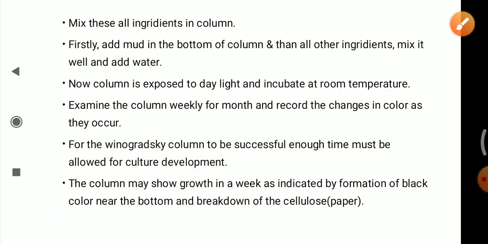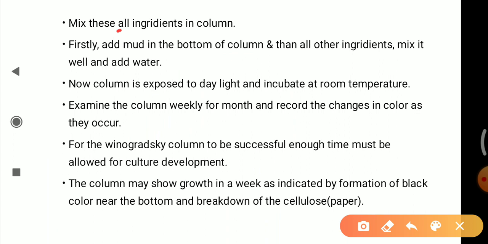That we will see here. Mix all the ingredients in the column. First add mud at the bottom of the column, then all the other ingredients, mix it well and add water, which means pond water. Now this column is exposed to daylight and incubated at room temperature. Examine the column weekly for a month, and at every week record the change in color as it occurs.